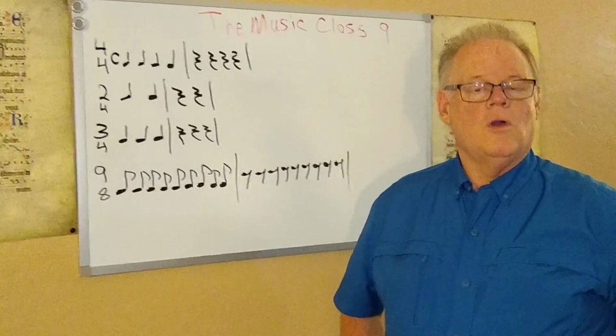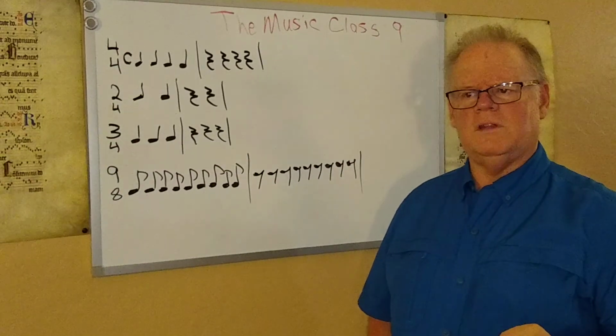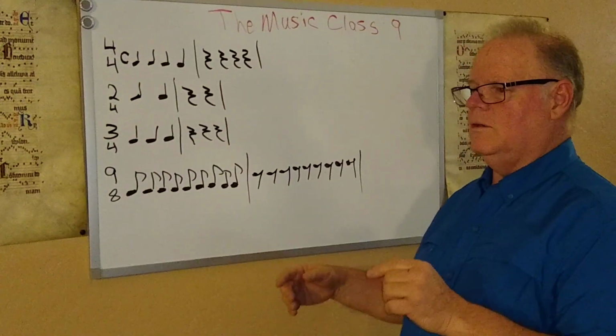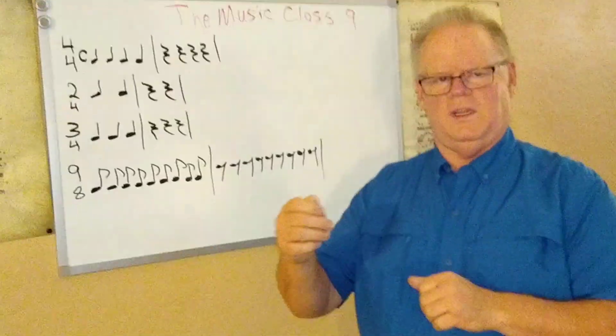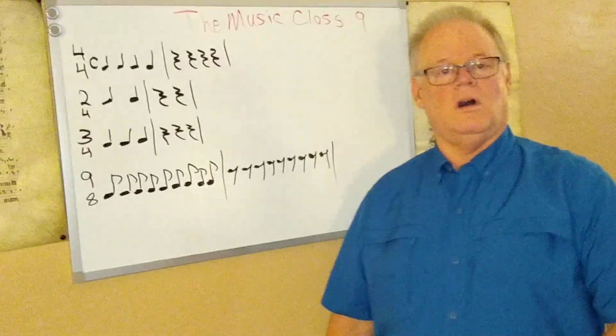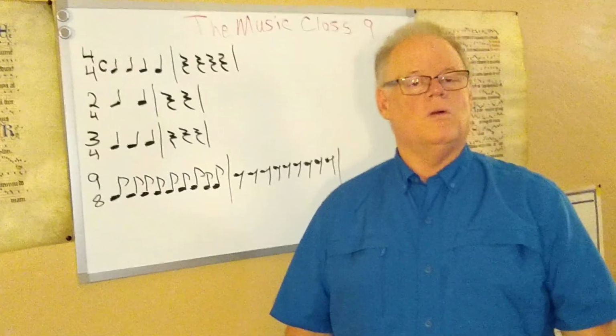Next time I see you, we're going to talk about a note that's longer than the note you're used to, but yet shorter than the note that we've seen in the past. It's called a dotted note or a dotted rhythm.